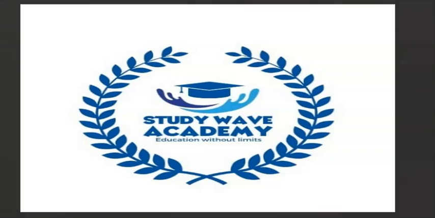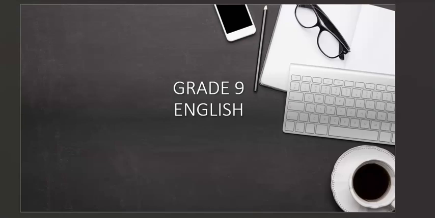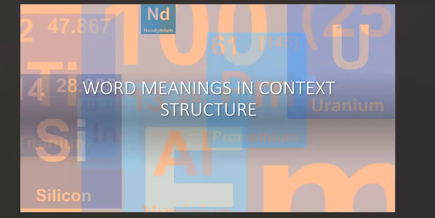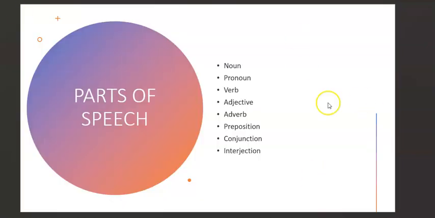Welcome back to our English class, and let's continue looking at our main topic of word meaning in context structure. So far we've looked at parts of speech and examples of the parts of speech. We've given examples, and I went on to talk about these specific types: nouns, pronouns, verbs, adverbs, adjectives, prepositions, conjunctions, interjections. We've talked about most of these here. We talked about nouns, pronouns, verbs, and adjectives.